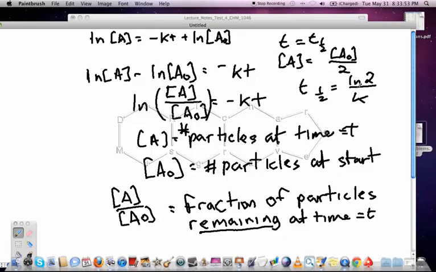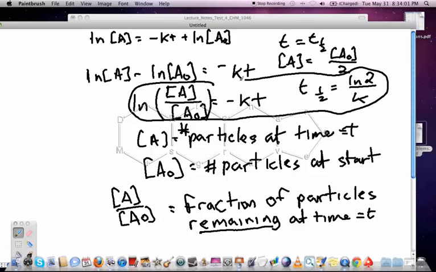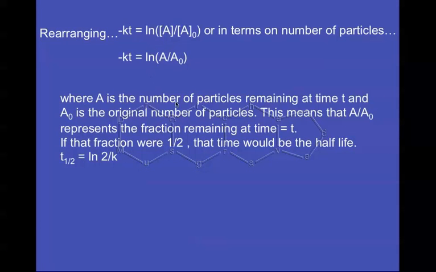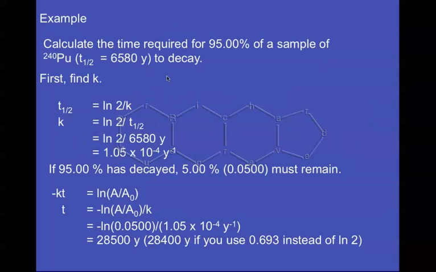Alright, so now we've got two equations that we're going to work with here, these two here, and that will allow us to figure out the time it takes to get to a certain point. So here's an example. Calculate the time required for 95.00% of a sample of plutonium-240 to decay, and I'm giving you the half-life here. Now the important words here are to decay.